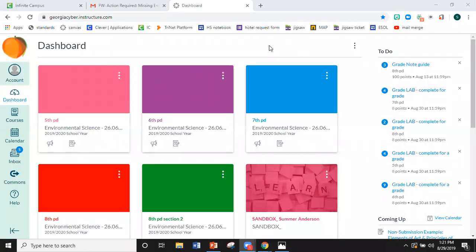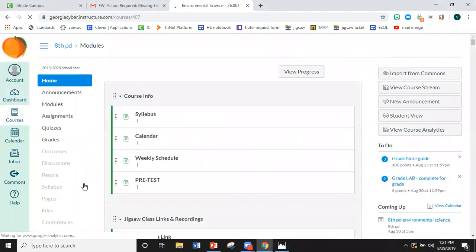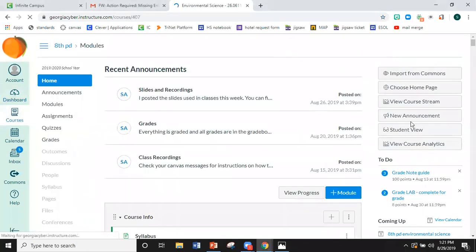All right, so you guys are 8th period. You're going to go to your dashboard. I'm going to swap to student view so it looks like yours.